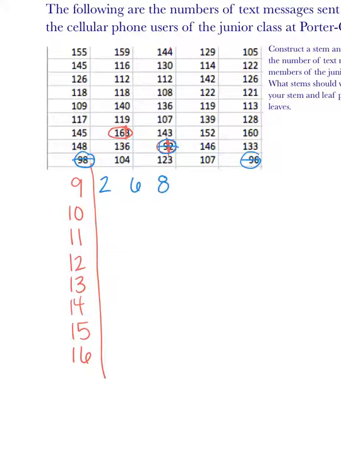Now let's look for everything in the 100s. 104, 109. Probably just go row by row or column by column. 107. Let's see. 107. Another 107. And a 105. So now I'm going to try and get these in ascending order. So I've got a 4. I've got a 5. I've got 2 7s. And then an 8 and a 9. It's going to be really important as I write this stem and leaf plot that I try and keep everything lined up as I go.